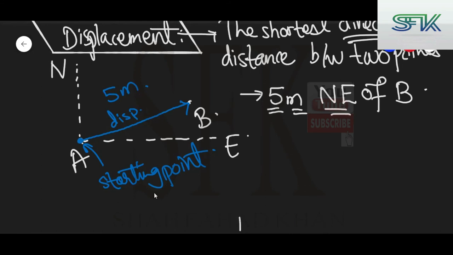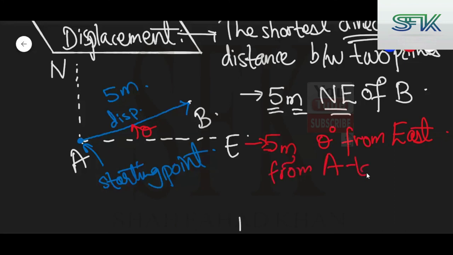And to be more specific, you can also measure this angle theta from the horizontal. So you could also give it with reference to the angle by saying that it's 5 meters, theta degrees from the east. So again, this theta degree is also referring to the direction of this particular displacement from A to B. Okay, this is giving us a displacement from point A to point B.